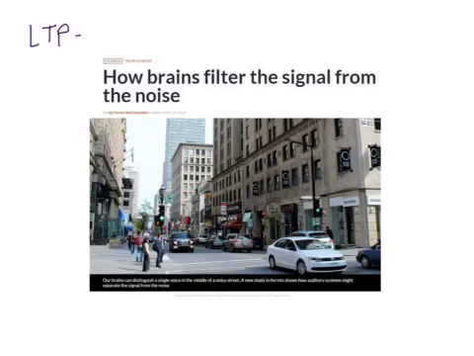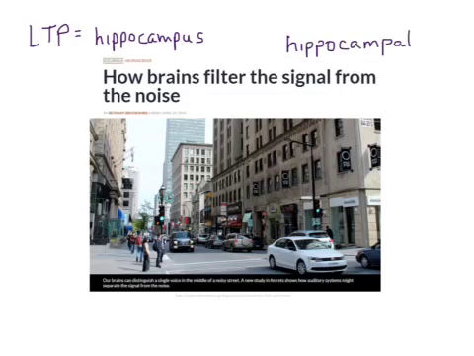So long-term potentiation happens in the hippocampus, and today we're going to be talking about the hippocampal filter. Now we're going to filter out. The picture here says at the bottom that we can distinguish a single voice in the middle of a noisy street. So I got a little cartoon picture of that.